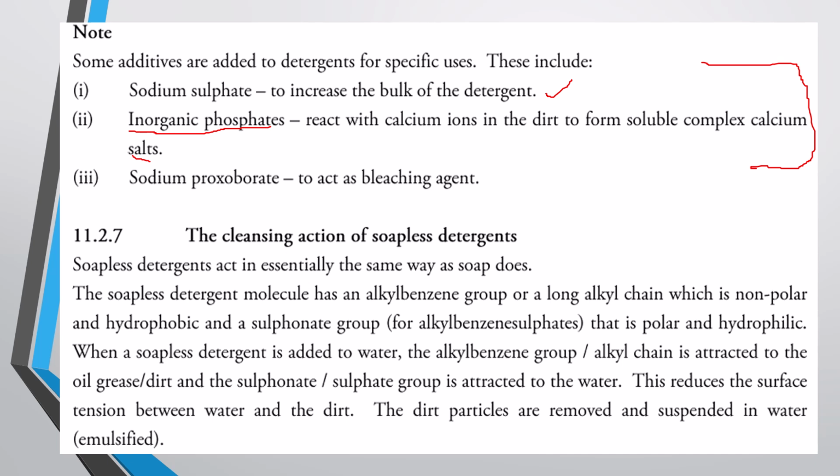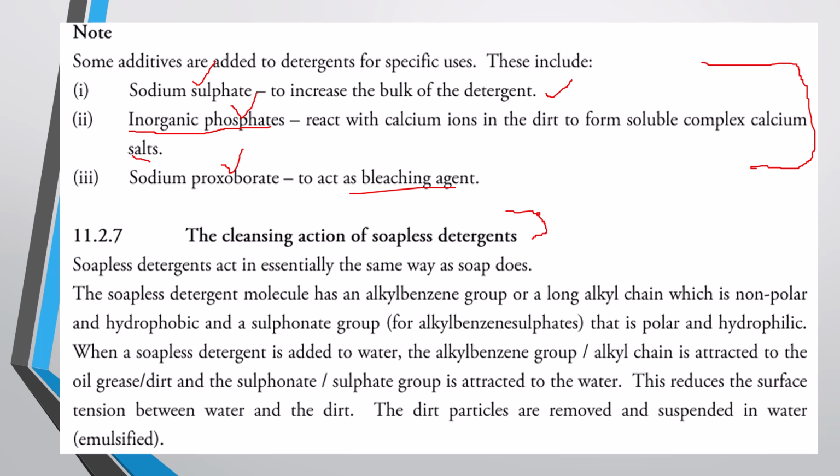And then substance number 3 added, the additive, is going to be sodium perborate. Now this sodium perborate acts as a bleaching agent. So one, you can add sodium sulfate, you also add inorganic phosphates, you also can add sodium perborate. So sodium perborate is to act as a bleaching agent. Sodium sulfate is to increase the bulk of the detergent. And then the inorganic phosphates are going to be reacting with the calcium ions in the dirt to form soluble complexes of calcium ions. Now, just like soaps, also the detergents are going to have what you call the cleansing action.